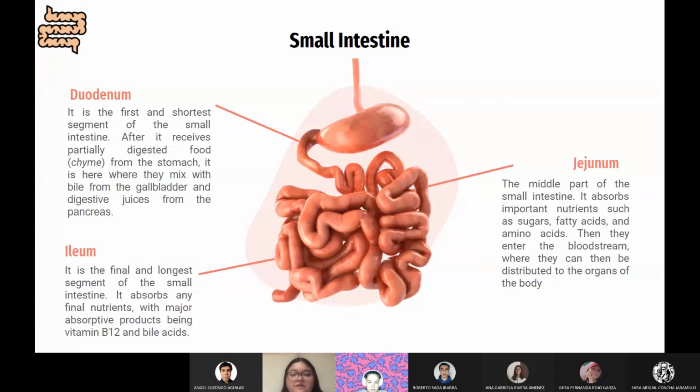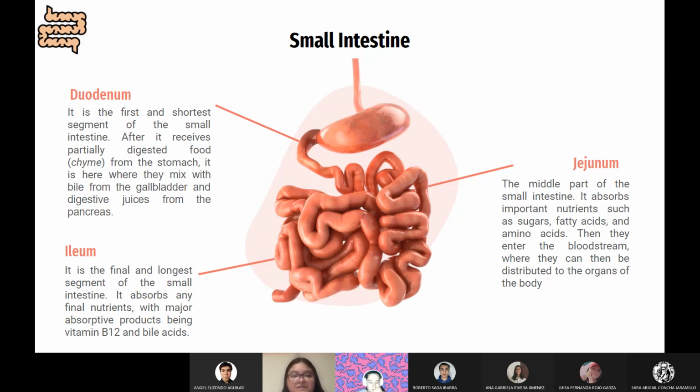The parts of the small intestine are the duodenum, that is the first and shortest segment of the small intestine. After it receives partially digested food, or chyme, from the stomach, it is here where it mixes with the bile of the gallbladder and digestive juices from the pancreas.